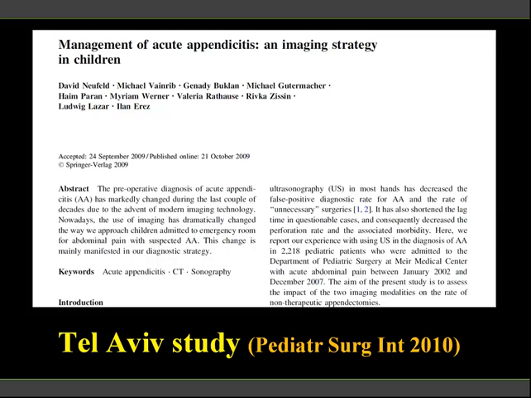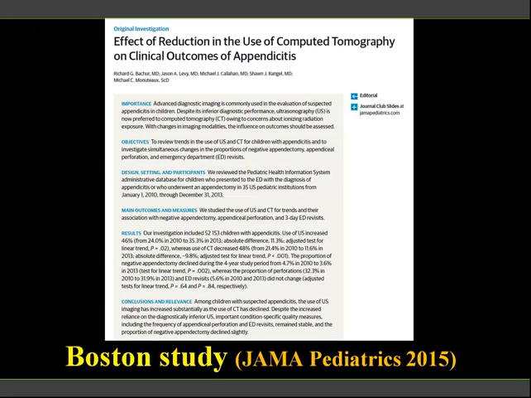Tel Aviv has a study in pediatric surgery, and then also the Children's Hospital Boston published in Pediatrics. So now more and more ultrasounds are being done for acute appendicitis, particularly in young children. If they are clearly positive, the patient goes to surgery. If they're intermediate, maybe an additional test, even an MRI, has been advocated in some centers.